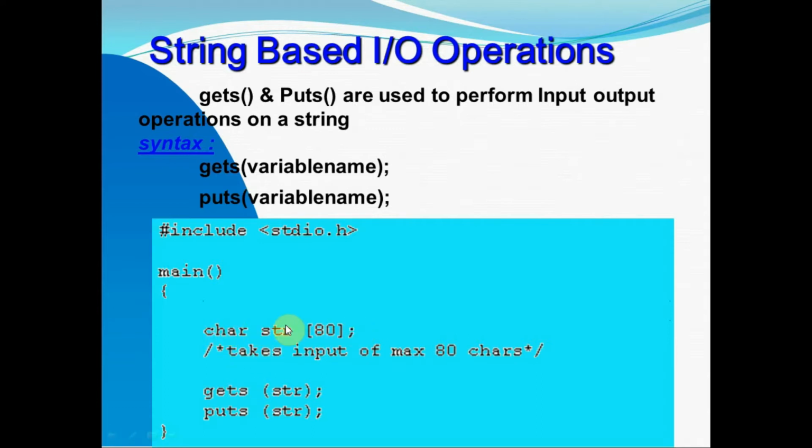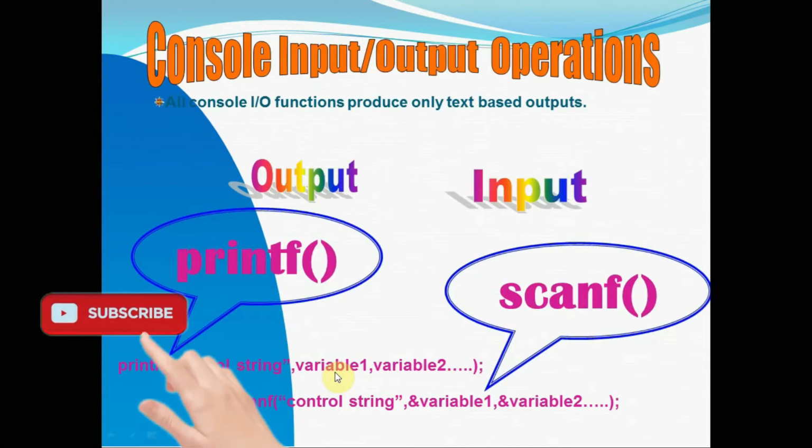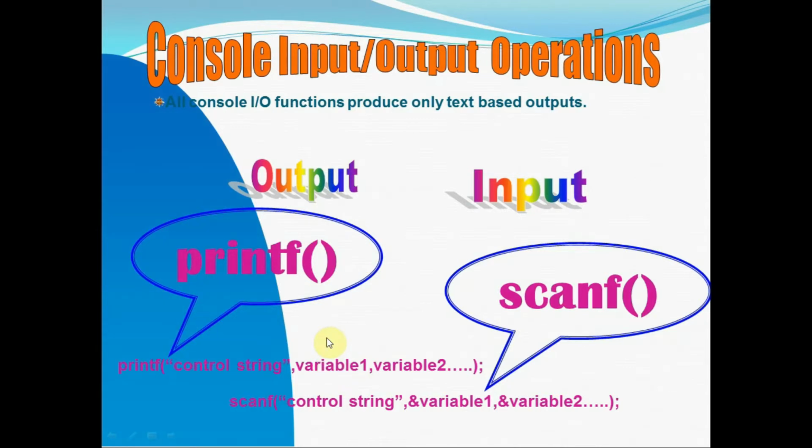So it's a declaration part. char str, with a maximum of 80 characters. gets(str), we are getting the input from the keyboard. After we get the input, we display the output with puts(str). We are using these in input and output operations.